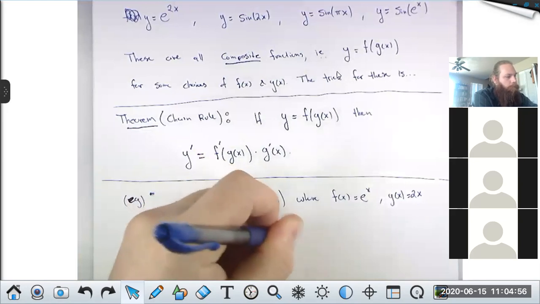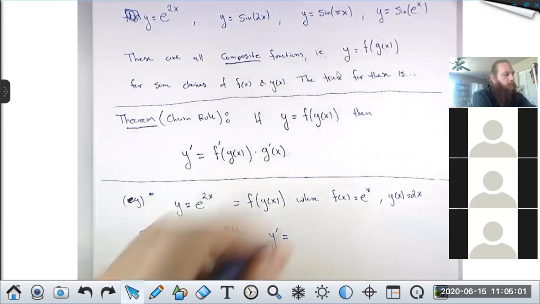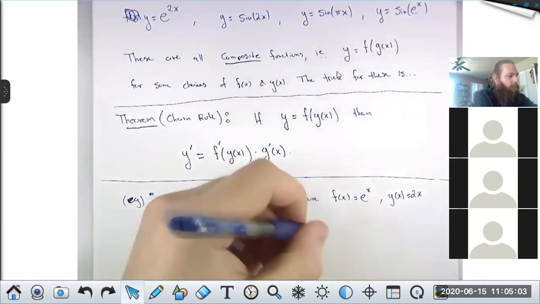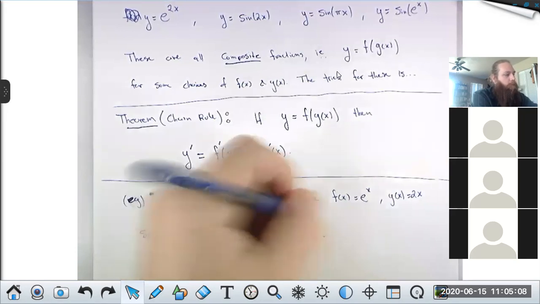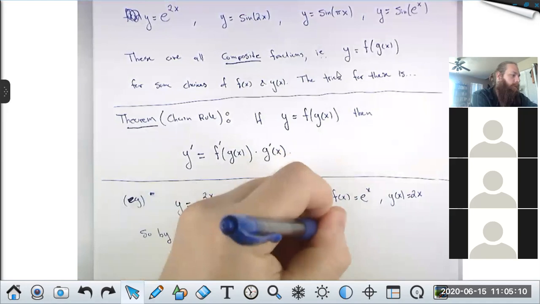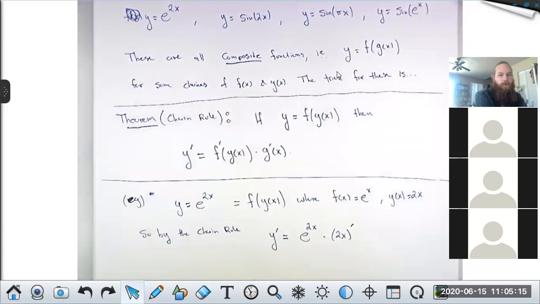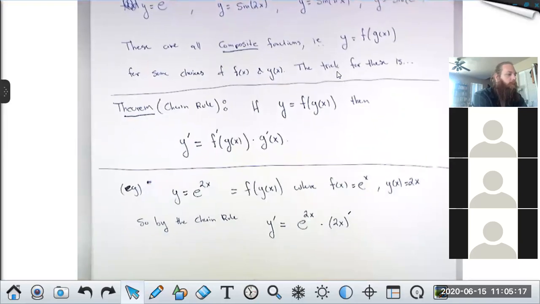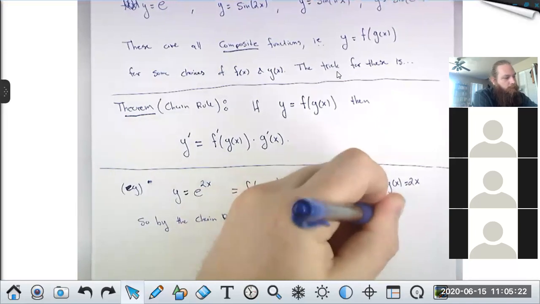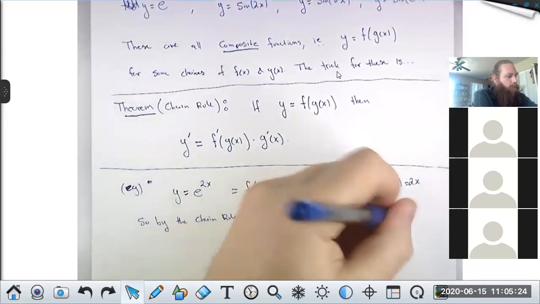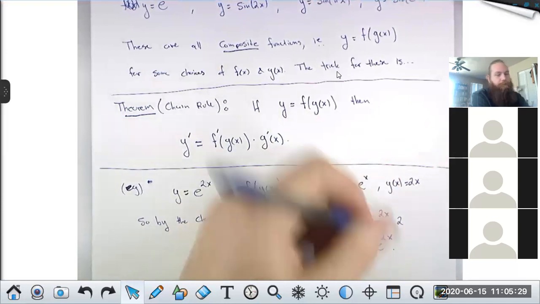y prime, derivative of this, I'll differentiate the outer thing, and remember the derivative of e to the x is e to the x, so I leave the e to the 2x alone, and then I multiply by the derivative of the inside. The inside function is just 2x, so that looks like this, and then I can clean that up. That's e to the 2x times the derivative of 2x, which is just 2. This is 2 e to the 2x.